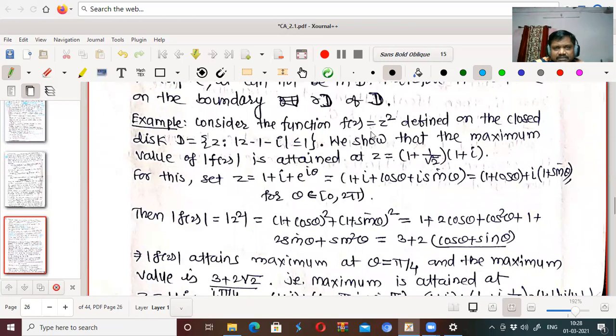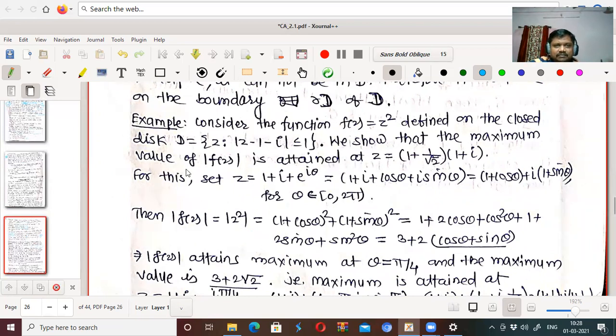Consider a function f of z equal to z square defined on the closed disk D, which is the set of all those points such that modulus of z minus 1 minus i is less than or equal to 1. Means what? It is a circular disk whose center is at 1 plus i and radius 1.